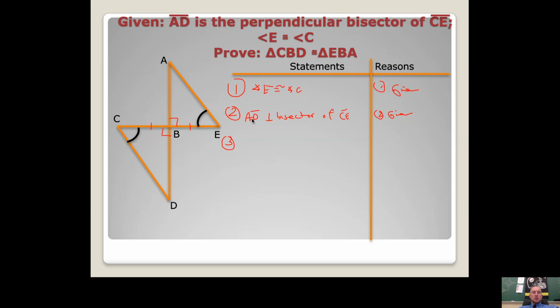Okay? So let's make some sense of this perpendicular bisector stuff. What is a perpendicular bisector? Well, a perpendicular bisector gives you right angles. Okay, so angle ABE and angle CBD are right angles. We know that. That's what a perpendicular bisector is.